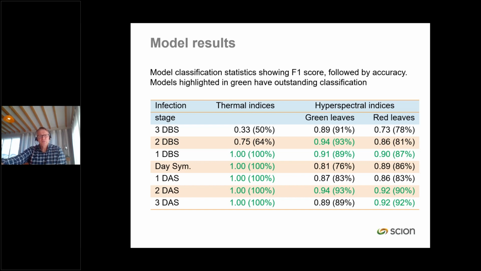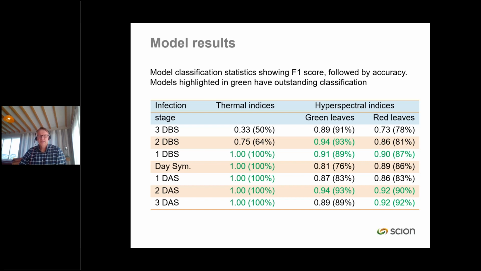In terms of the overall model results, this slide shows a summary of the results, and it gives the F1 score followed by the accuracy. The models highlighted in green have outstanding accuracy. And just looking at the thermal indices, you can see that by 1 day before symptoms, there's 100% accuracy, and the F1 score is 1.0. And this continues right through to 3 days after symptoms.